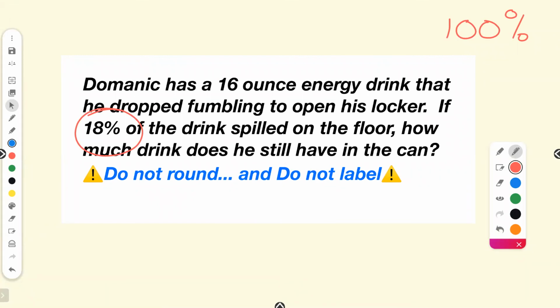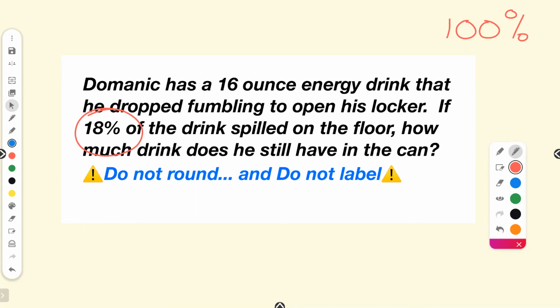We always start with that 100%. Then it may take you once, twice, 3 times to read that question. But now what you want to do is read that question and decide, are we adding in this problem or are we subtracting? Is liquid going into the can or is liquid going out of the can?